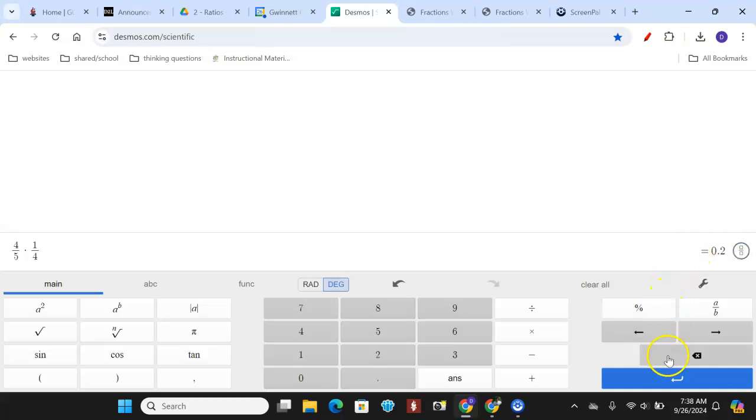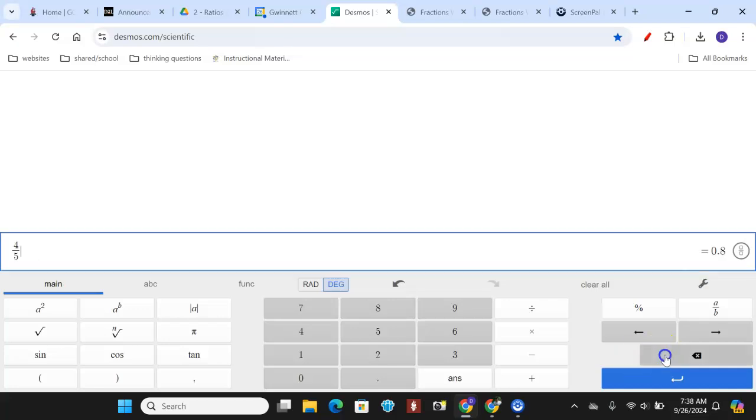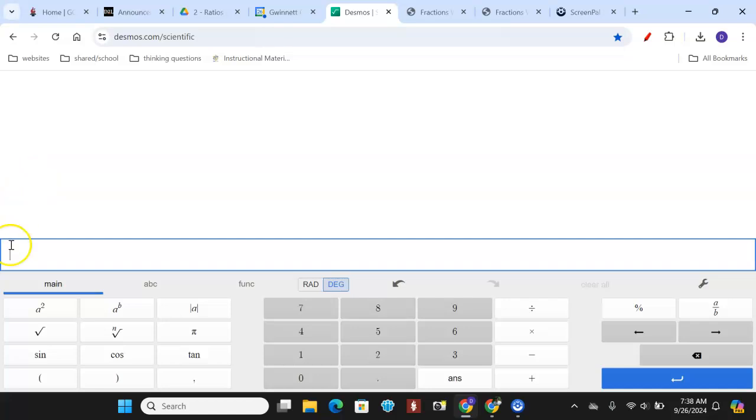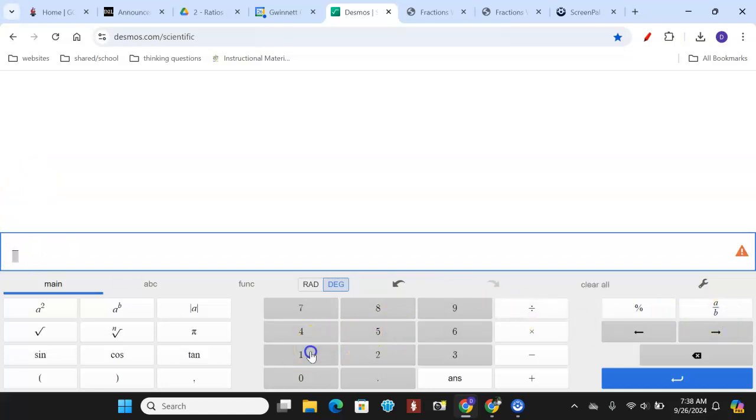Let me do another one now that you've seen one. Let me clear everything out and go to the next one on my page. The next one is 1/3 minus 1/9. The more times you see this, it gets a little quicker. So 1/3, I'm going to click my fraction button. 1/3.